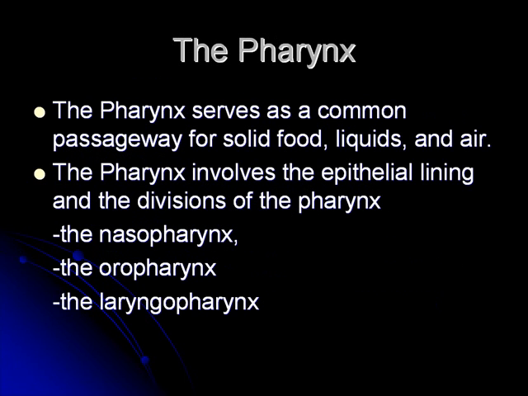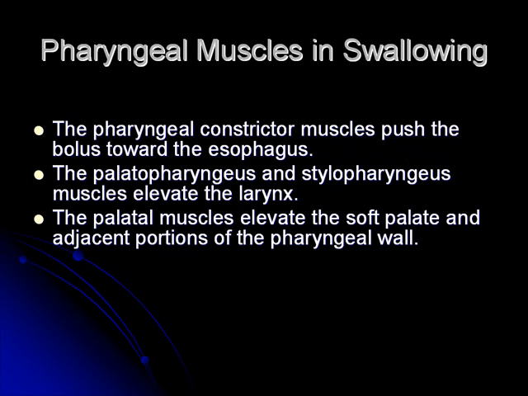Now, as we move further through the digestive tract, we then enter into the pharynx. Now, remember, the pharynx is a common passageway. We've talked about this area before when we talked about the respiratory system, but it's a common passageway through which solid foods and liquids will pass, and also the inhaled air. The pharynx has an epithelial lining, and divisions of the pharynx include the nasopharynx, the oropharynx, and the laryngopharynx.